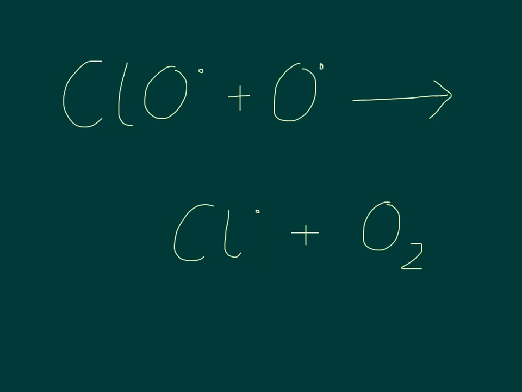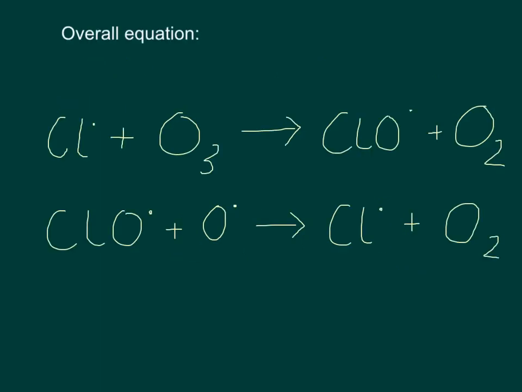So, why is this important? Well, let's look at the overall equations for those two reactions. You've got a chlorine radical reacting with ozone to make ClO and O2. You've also, elsewhere, got the ClO reacting with an oxygen radical to make a chlorine radical and O2. These are obviously not the only collisions that will take place, as there are many, many different gaseous species up in the ozone layer.